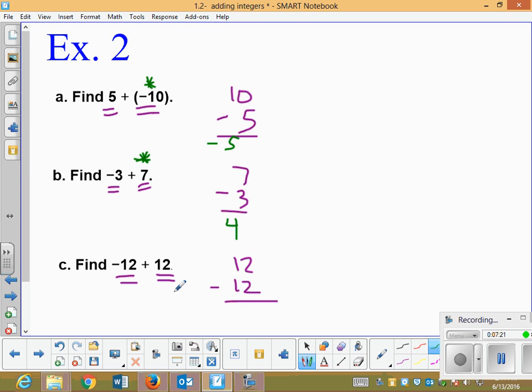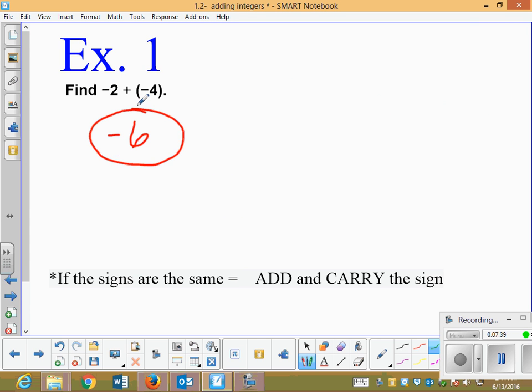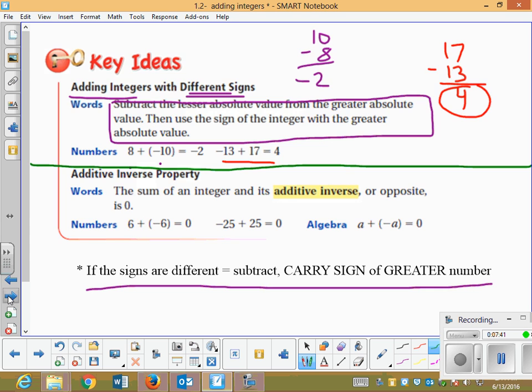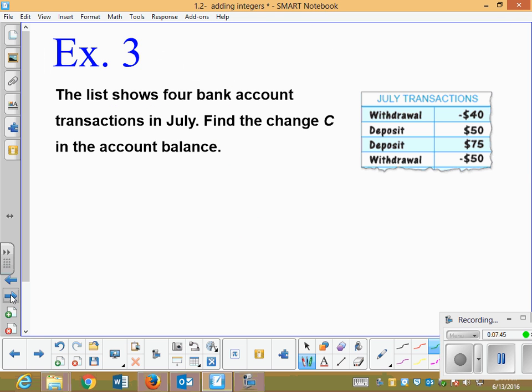Then when you get to this one, this is actually going to be 0 because we have a number and its opposite. So that's going to be called, anybody remember? If you guessed it, additive inverse. So this is going to be the additive inverse is 0. Okay, so those are examples 1 and 2. Again, 1 is going to be with the same signs, and 2 was going to be the one with different signs. So go ahead and make sure you write that down.